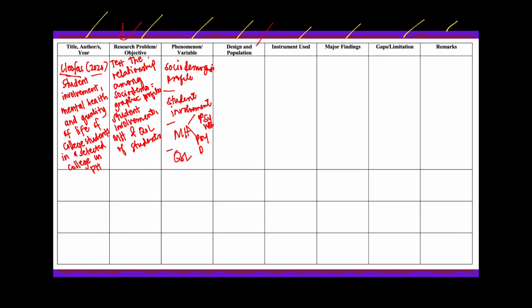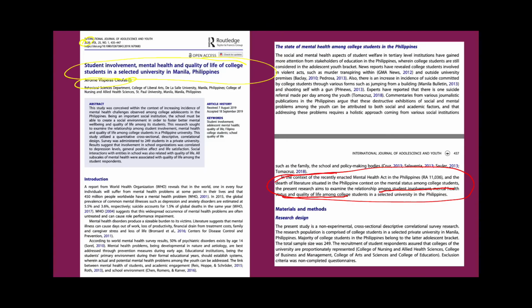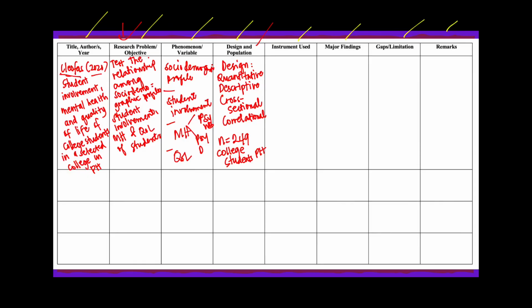And then next, let's identify the design and the population. The research design is a non-experimental, cross-sectional, descriptive, correlational survey research. And the sample size was 249. It's very important that you write what the country is, or where the study has been done. Here it was done in the Philippines, obviously, because that's where I live. All right, so let's put it here. The design is a quantitative, descriptive, cross-sectional, correlational study. And the total number of samples, small letter n, is 249 college students in the Philippines. So it's important that you write where the study was conducted as well. And then we'll also ask what were the instruments used by the study.